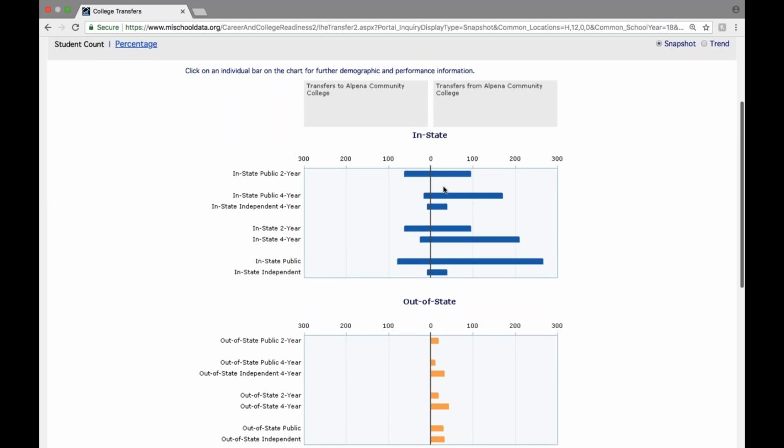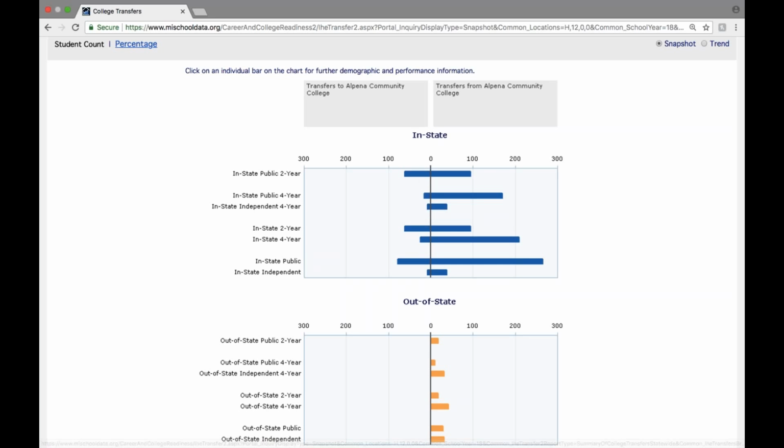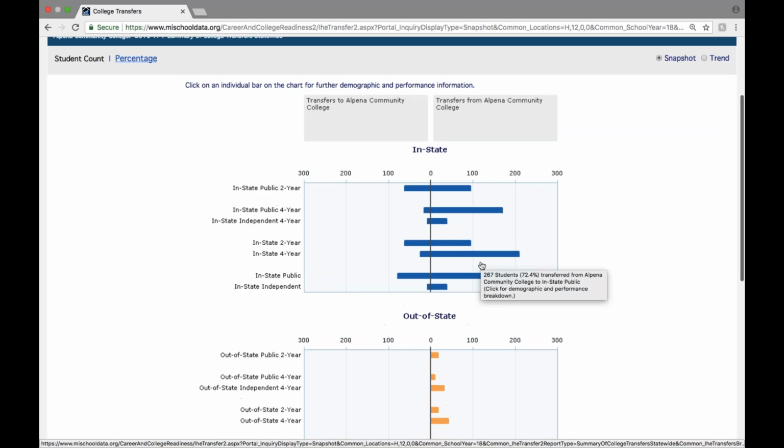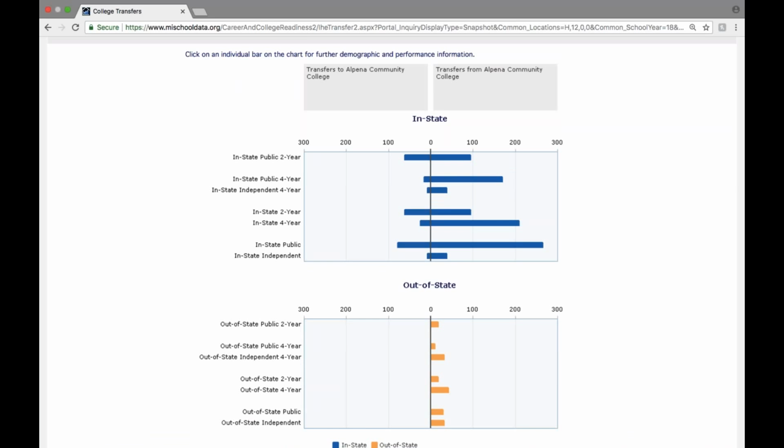So stick on my left for a minute. These are my transfers to Alpena. So I have several community colleges participating, or not participating, but essentially these students are transferring out of these community colleges to Alpena in my in-state bar up here. What's popping out at me the most is that Alpena transfers are really staying in state for the most part. They're not leaving out of state. Some do, of course, but when we're talking about the transfers in and out of Alpena, they're primarily happening within Michigan.